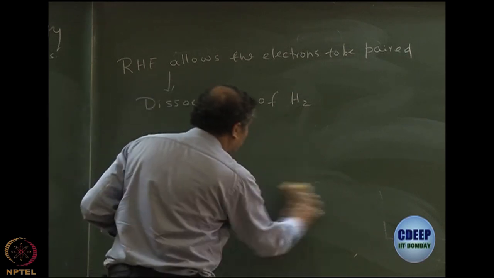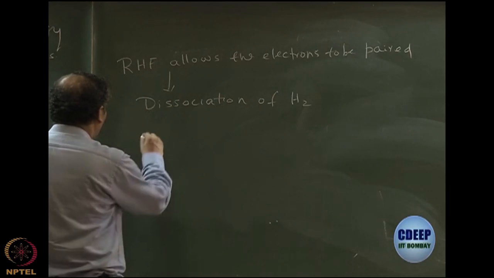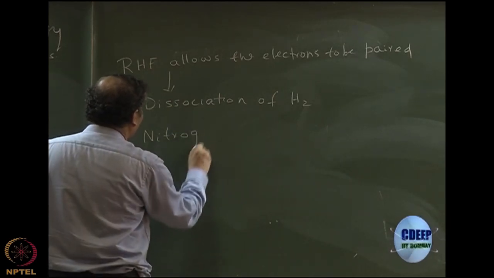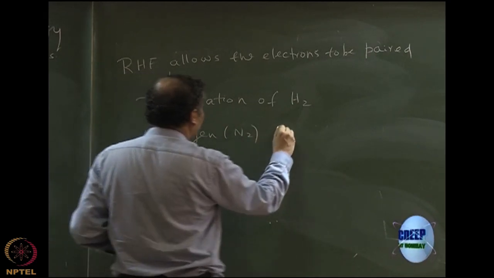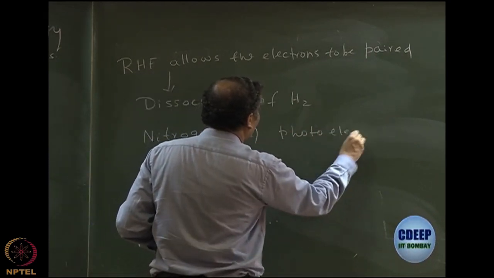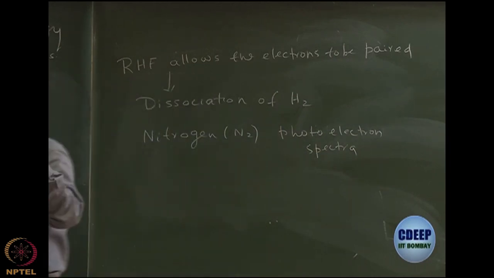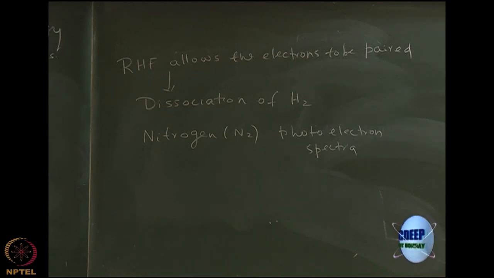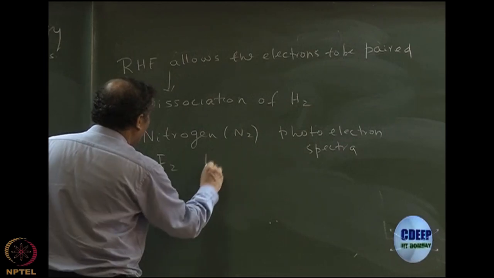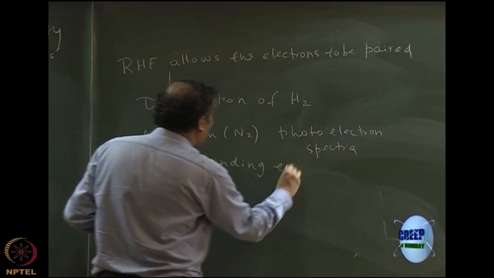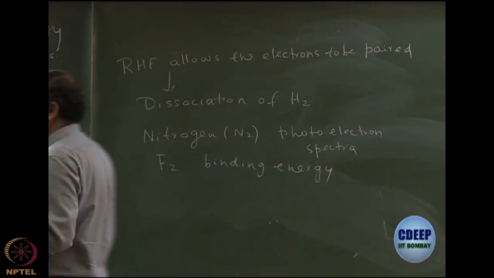One of the earliest examples where Hartree-Fock failed was in analyzing the nitrogen N2 molecule, the photoelectron spectra. You know that in nitrogen, if you do MO theory, you have sigma g and pi u as the last two orbitals, which are very close in energy. So, the issue is which one is higher in energy. Most of the Hartree-Fock theory actually predicts the wrong result, and that is one of the problems that was recognized. Even the F2 binding energy was not predicted correctly. So these are some of the earlier examples where people did Hartree-Fock and did not get correct results.